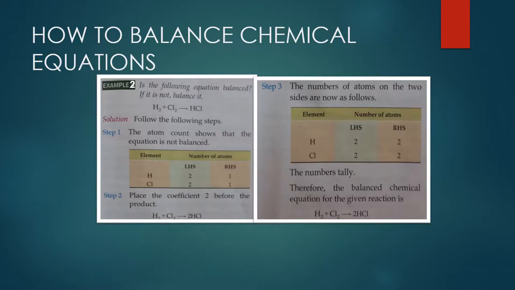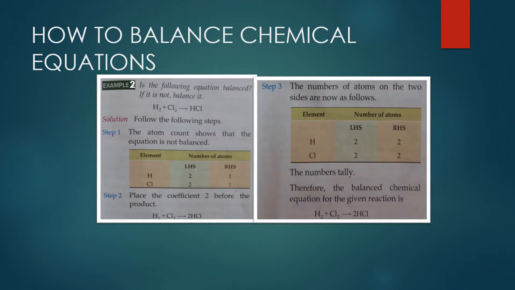Students, to add to your knowledge of how to use coefficients in a chemical equation, I have included one more example. Is the following equation balanced? If it is not, balance it. H2 plus Cl2 gives HCl. So now what steps do you have to follow? First step, you will count the number of atoms on both sides, that is on the left hand side and on the right hand side. So you will find in this case on the left hand side you have two hydrogen atoms, two chlorine atoms, but on the right hand side there is only one hydrogen atom and one chlorine atom.